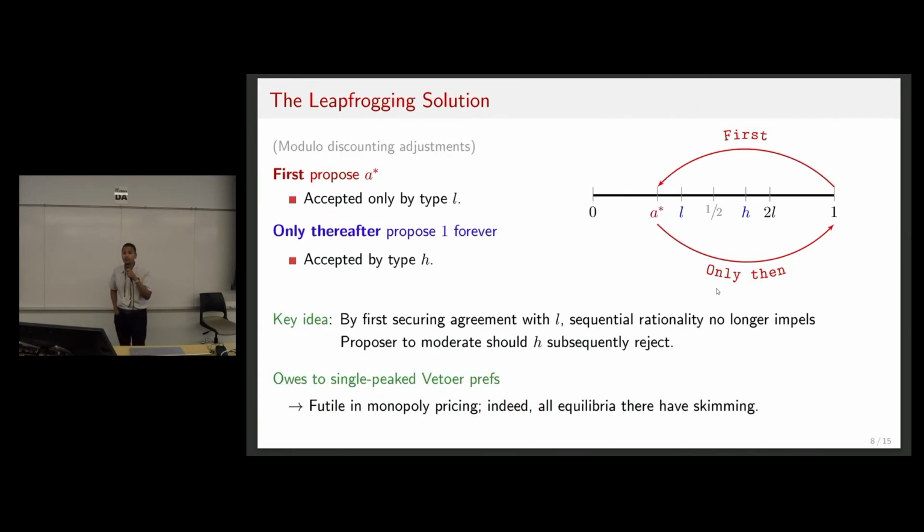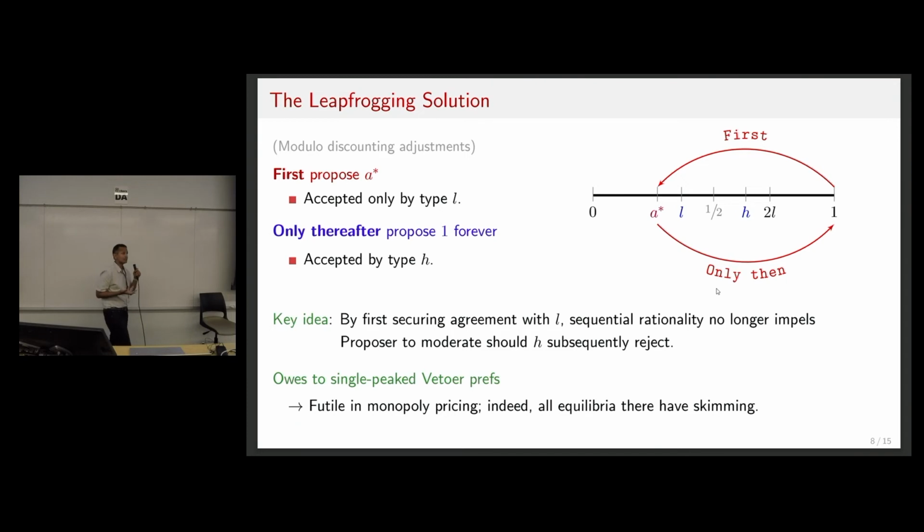Instead, what could work? This is what we think of as the leapfrogging solution. So what the proposer does here is first the proposer proposes A star, and this is meant to be accepted only by the low type. If that proposal has been rejected, then the proposer knows that it must be the high type. And now it credibly just offers a proposal of 1 forever after, in every period. And so then the high type accepts in period 2.